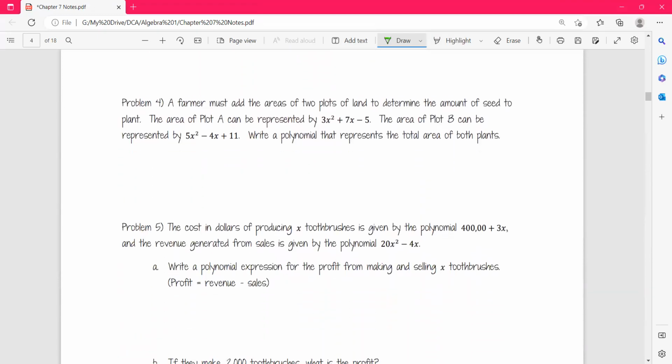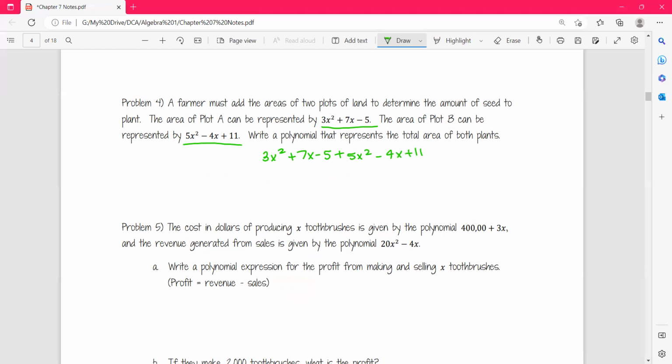The first one says, a farmer must add the areas of 2 plots of land to determine the amount of seed to plant. The area of plot A can be represented by 3x squared plus 7x minus 5. Plot B can be represented by 5x squared minus 4x plus 11. Write a polynomial that represents the total area of both plants. So we are going to add these two polynomials together. 3x squared plus 7x minus 5 plus 5x squared minus 4x plus 11.